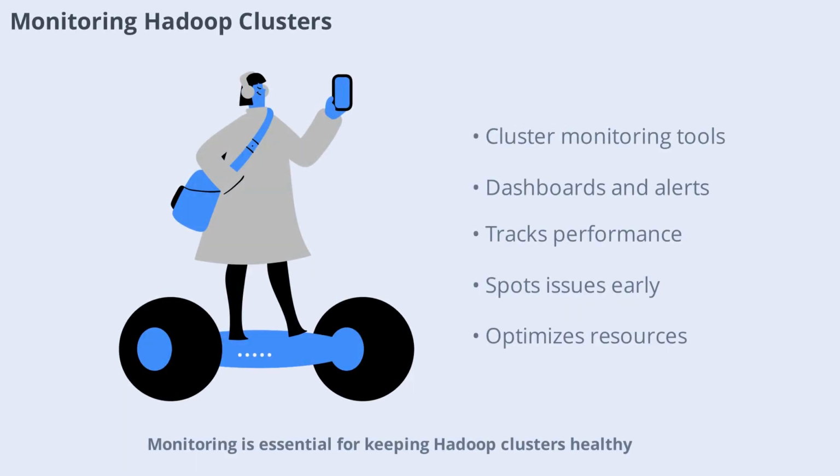Monitoring is essential for keeping Hadoop clusters healthy. Tools like Ambari and Ganglia provide dashboards and alerts, helping administrators track performance, spot issues, and optimize resource usage. Effective monitoring ensures that big data projects run smoothly and efficiently.